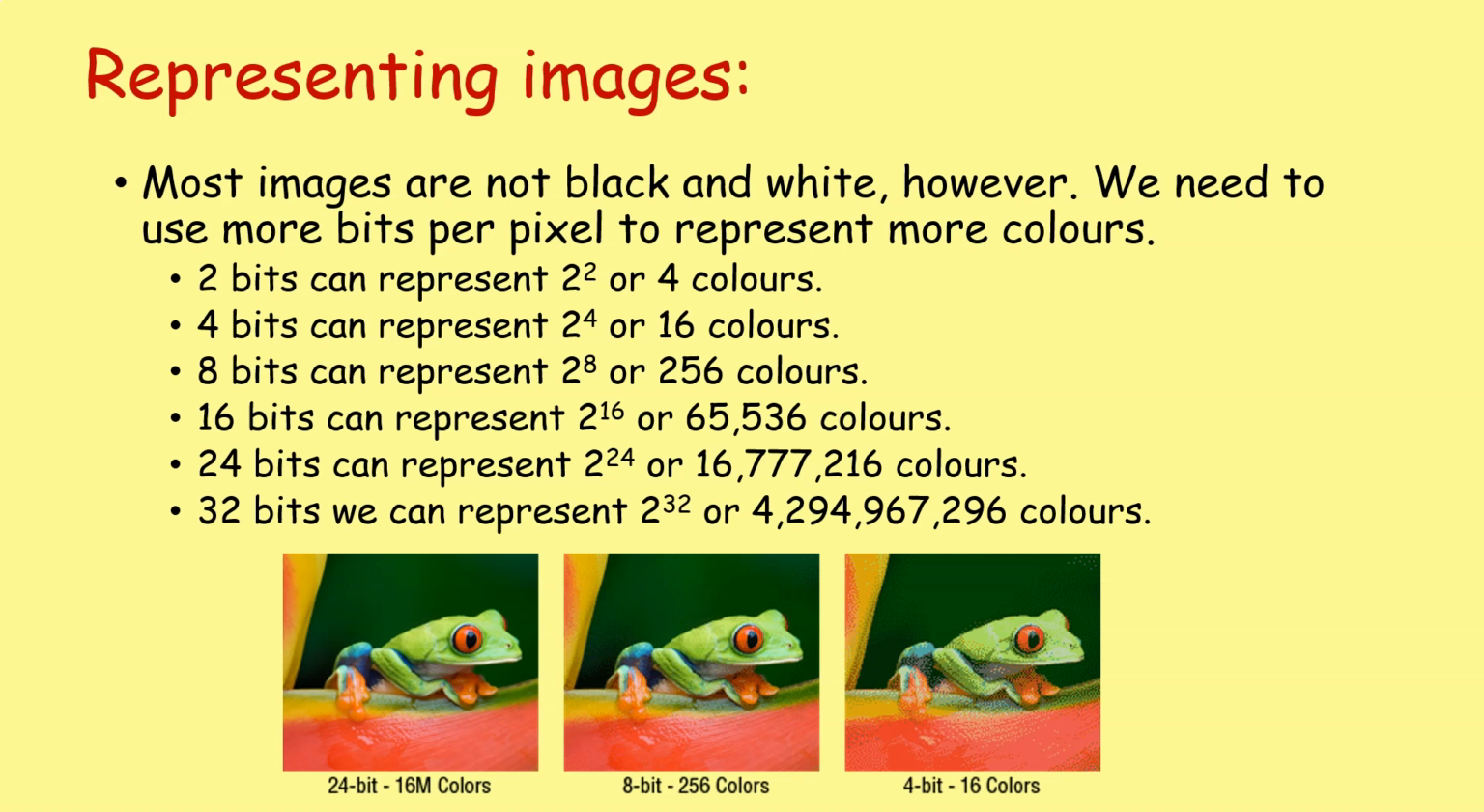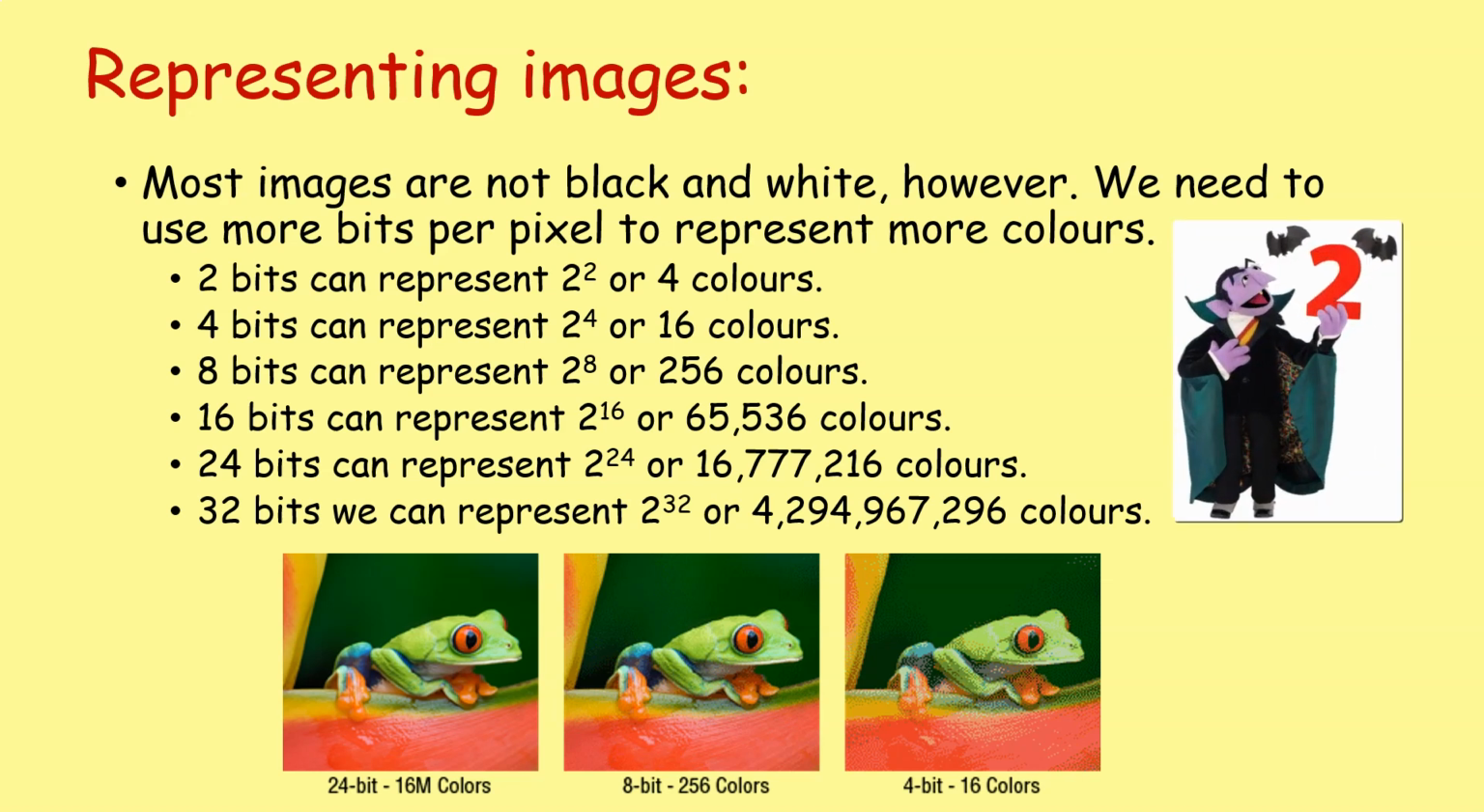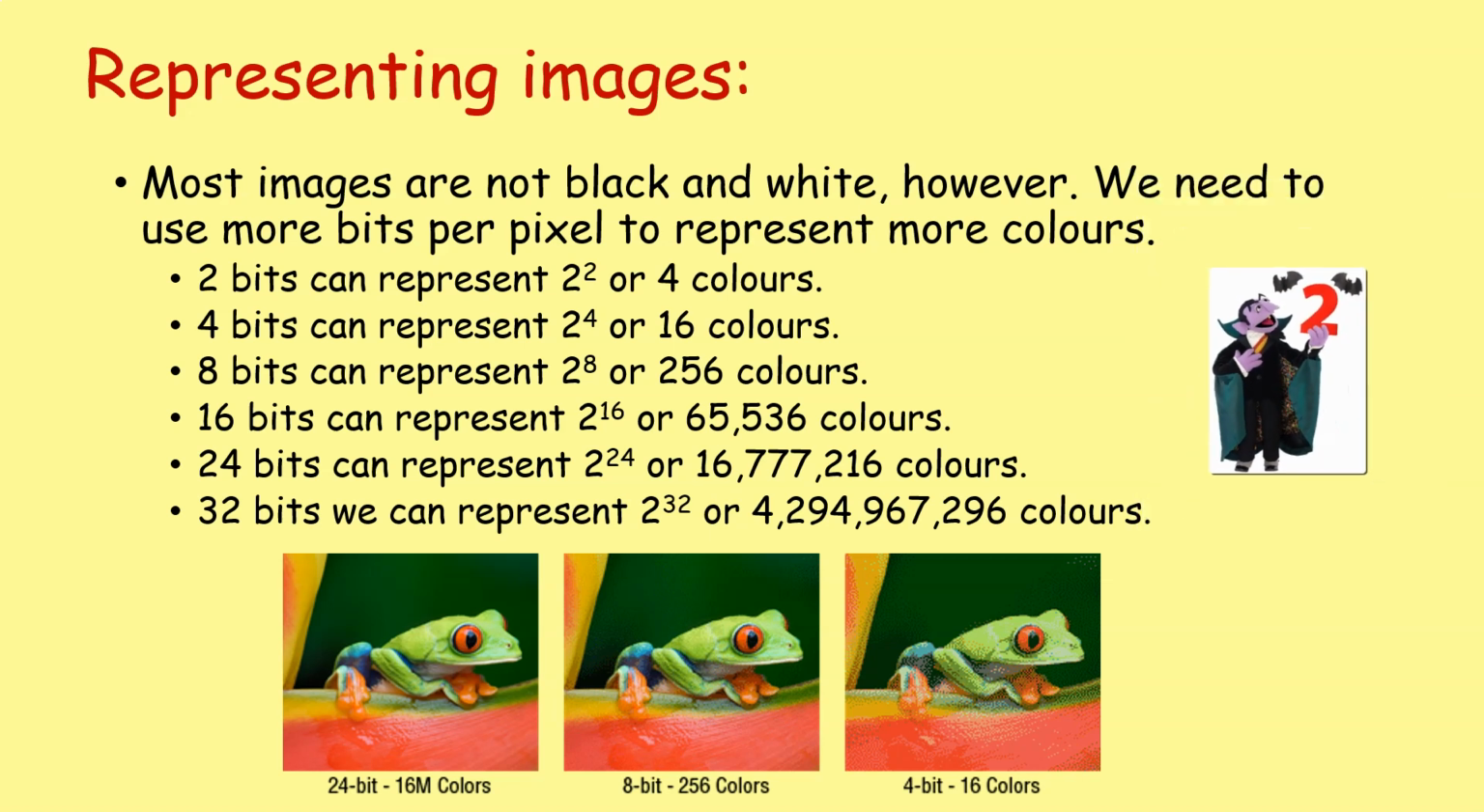Most images are not black and white, however. We need to use more bits per pixel to represent more colors. 2 bits per pixel gives us a total of 4 colors. 4 bits per pixel gives us 16. 8 bits, 256. 16 bits gets us over 65,000 colors. 24 bits raises that up to 16 million colors. And if we use 32 bits per pixel, then we can get over 4 billion colors. Typically, we use 24 bits per pixel to give us what we call true color, which is natural lifelike color.